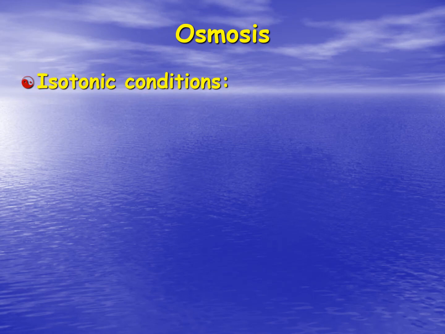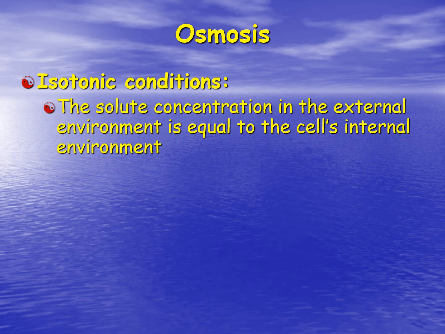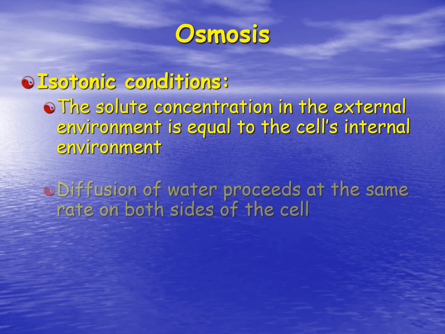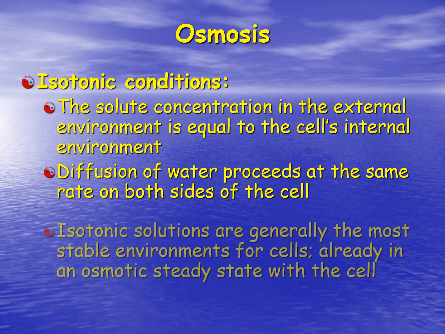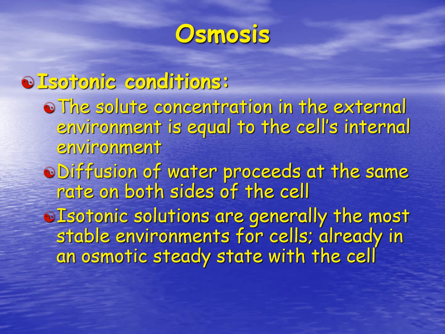If both solutions on either side of a cell membrane are identical, we refer to that as an isotonic condition. So the solute concentration in the internal and external environment are exactly equal, therefore water would be equal, and therefore we get no net movement across the membrane. So diffusion of water proceeds at the same rate on both sides. So if a molecule of water goes out of the cell, one has to move in order to maintain equilibrium. Isotonic solutions are generally the most stable environment for cells because there's already an osmotic steady state within the cell.